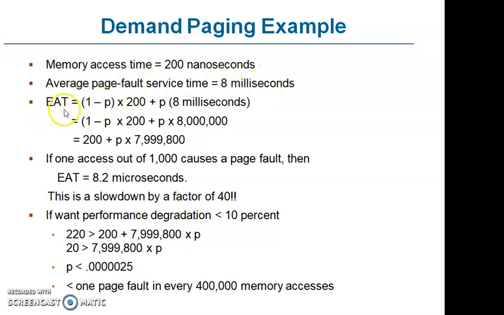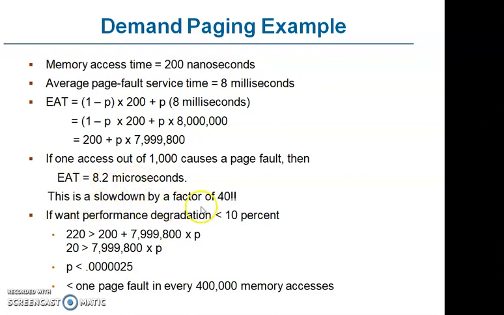And effective access time EAT can be calculated as (1 minus p) times 200 plus p times 8 milliseconds. If you expand this, (1 minus p) times 200 plus p times 8 times 10 to the 6, it comes out to be 200 plus p times this value. If 1 access out of 1000 causes a fault, that is p equal to 1 divided by 1000, then EAT equals 8.2 microseconds. That is, if you put p equal to 1 divided by 1000 here, you get EAT equal to 8.2 microseconds, that is 8.2 times 10 to the 3 nanoseconds.